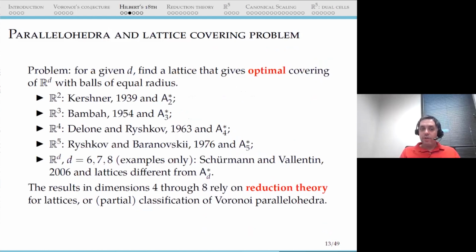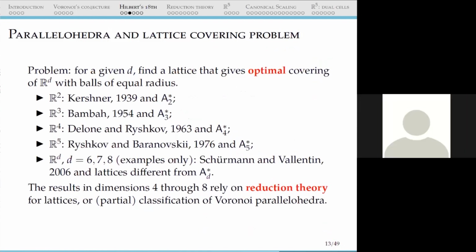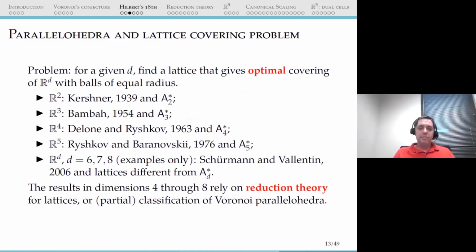Another application where parallelohedra are used, though implicitly, is the problem of lattice covering. It's not really dual to the problem of sphere packings, but similar. For a given dimension d, we're trying to find a lattice that gives an optimal covering of d-dimensional space with balls of equal radius. And it's not as straightforward to define optimal as with the packing problem, because for packing, we just have balls that do not intersect, and we calculate the density of the space which is covered, and that's the optimality.